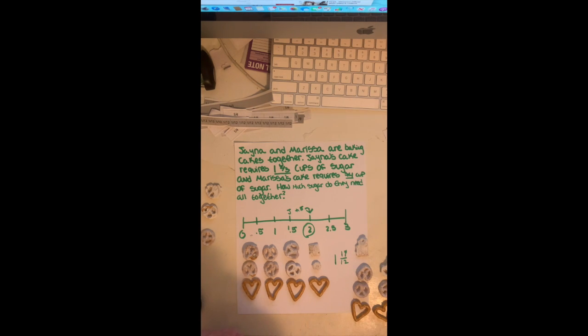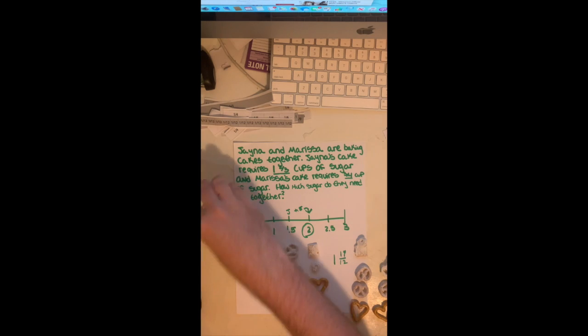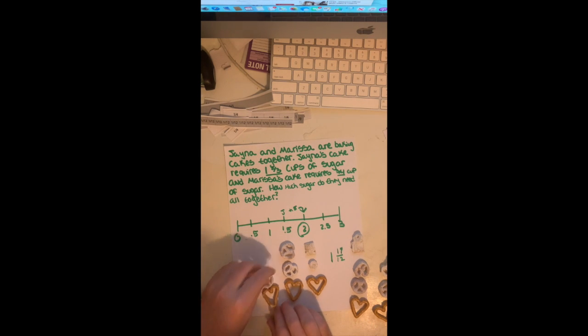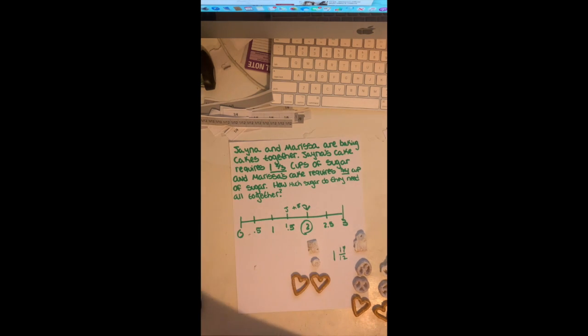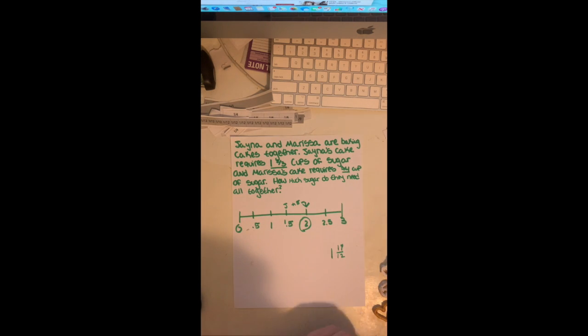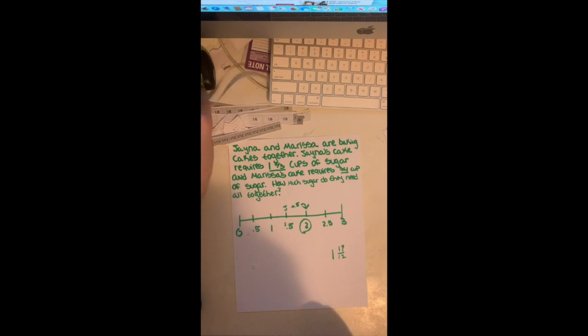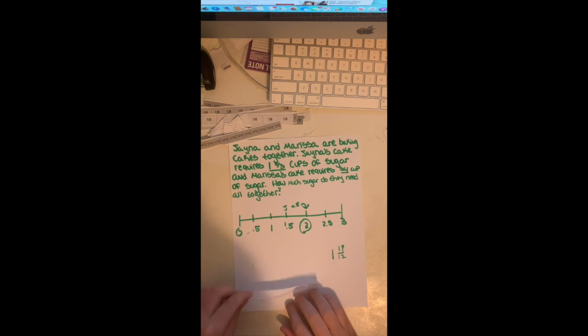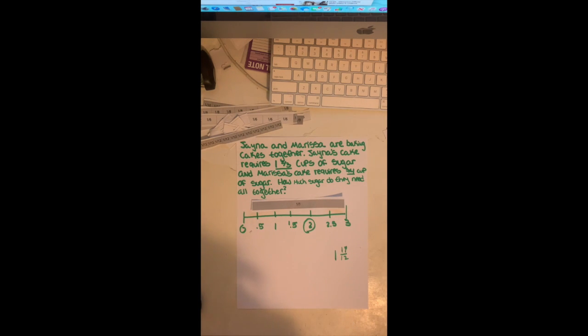Now we're going to use a different model. Let's clear our area. We are going to use fraction strips this time in order to find our answer. So clearing this away and bringing out our fraction strips. Okay, so we know we already need 1. We're going to set our 1 to the side. We'll put it up here. But now we have to work with our fractions 2/3 and 3/4.